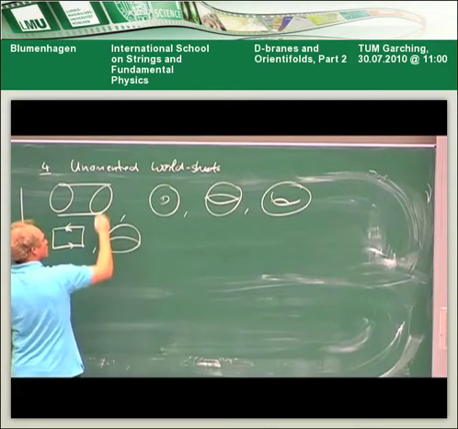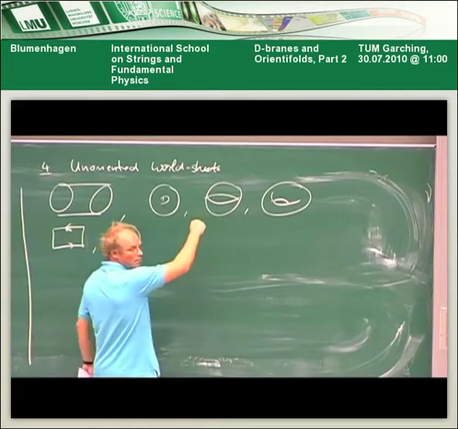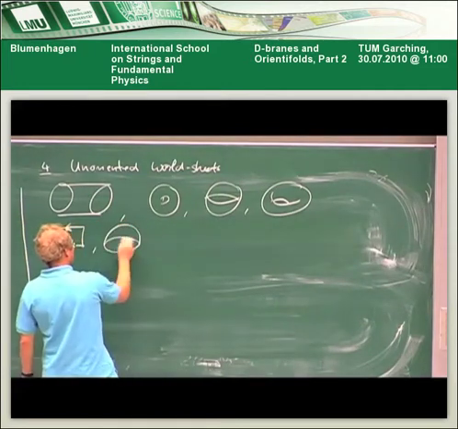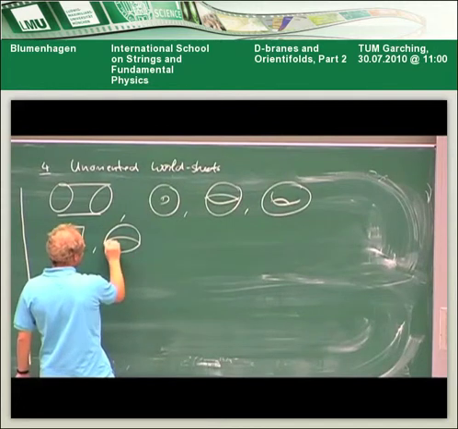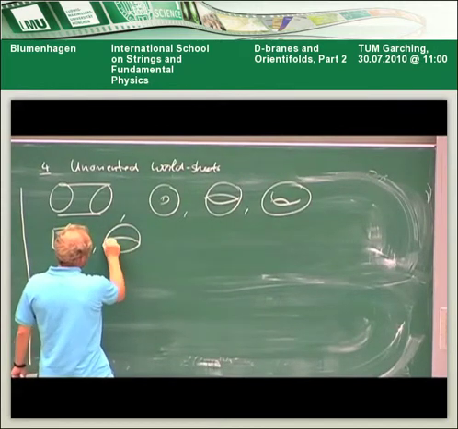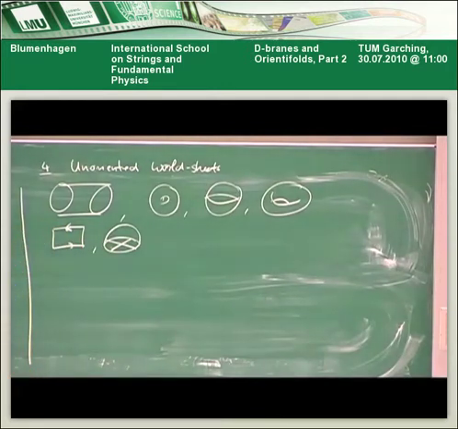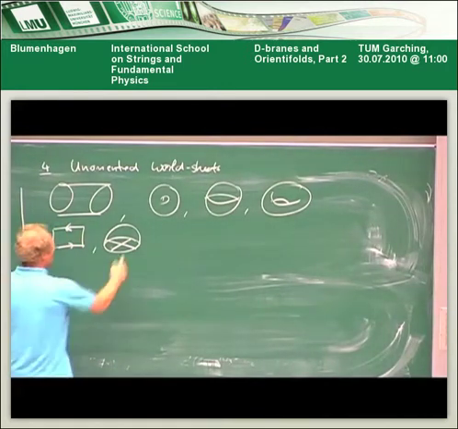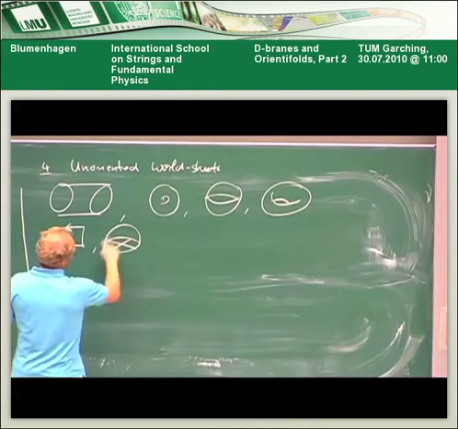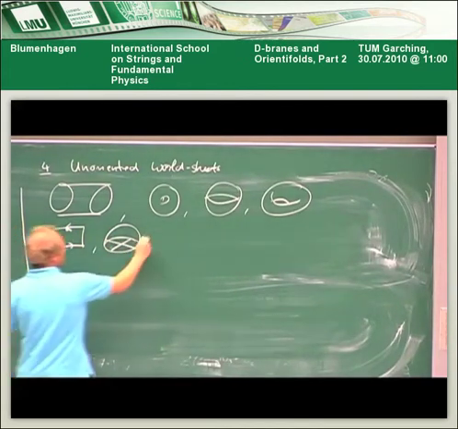So I take the S2 and identify opposite points. Then I get something like this, a half semisphere. But on this circle, I also have to identify opposite points. So this is usually denoted by such a symbol, which is called a cross cap. This means that I identify opposite points on this circle. So this is RP2.